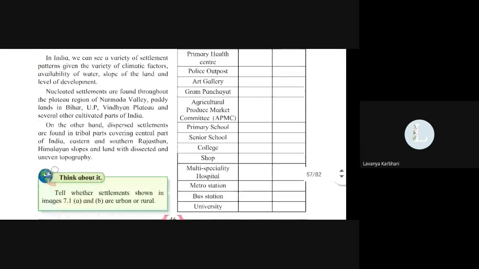So nucleated settlements are found throughout the plateau region of Narmada Valley, paddy lands in Bihar, UP, Vindhya Plateau, and several other cultivated parts of India.